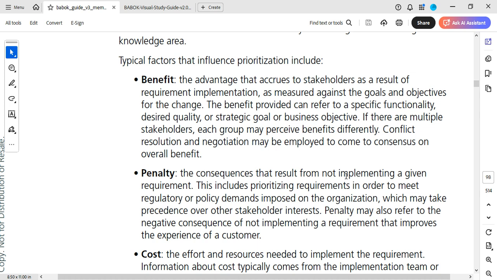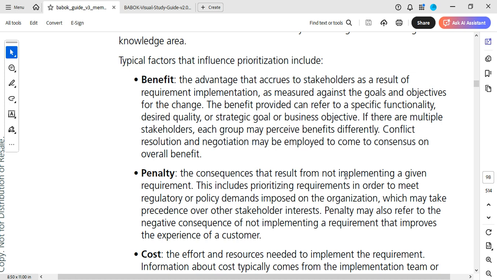Typical factors that influence prioritization include, one, benefit. How would this benefit us? The advantage that accrues to stakeholders as a result of requirement implementation, as measured against the goals and objectives for the change. The benefit provided can refer to specific functionality, desired quality, or strategic goal or business objective. So we are doing this because it will benefit us in terms of goals and our business objectives. If there are multiple stakeholders, each group may perceive benefit differently.